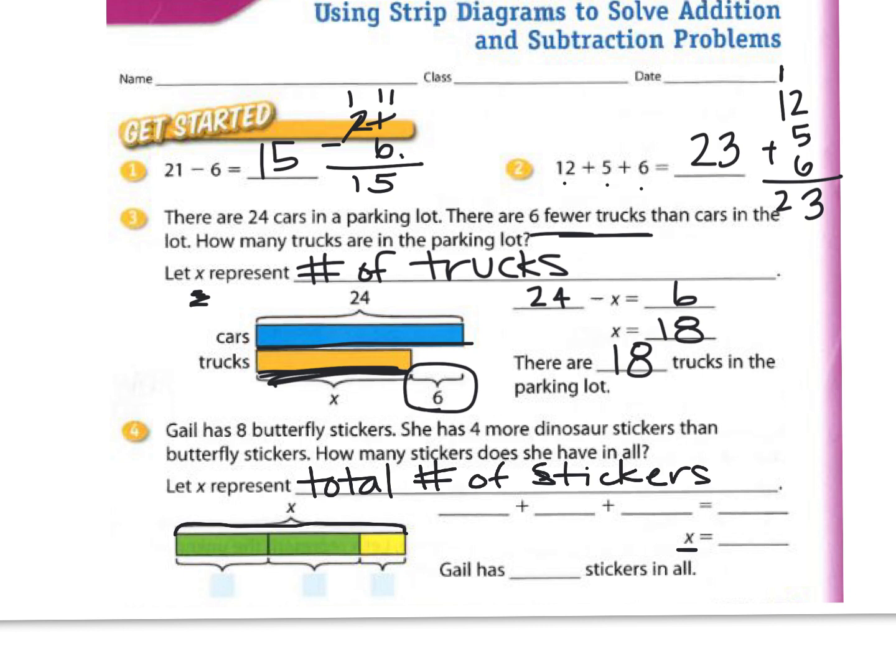Okay, so we know she has 8 butterfly stickers. So we can put 8 right here for the butterfly. And then she has 4 more dinosaur stickers than butterfly, so 4 more than 8. She has 8 butterfly. She has at least 8 dinosaur, but she has 4 more dinosaur. So that means we would do 8 plus 8 plus 4. 8 plus 8 is 16, plus 4 is 20. So her total is 20. x is 20. Gail has 20 stickers in all.